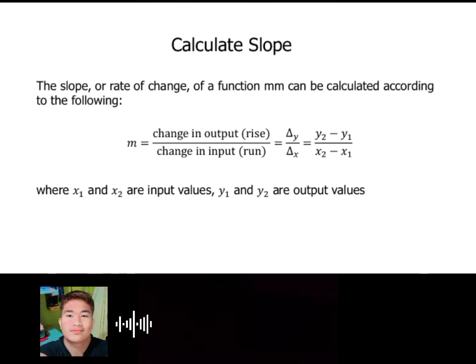Next is calculating slope. The slope or rate of change of a function can be calculated as follows: m equals change in output, which means rise, y sub 2 minus y sub 1, over the change in input, which means run, x sub 2 minus x sub 1, where x sub 1 and x sub 2 are input values, and y sub 1 and y sub 2 are output values.